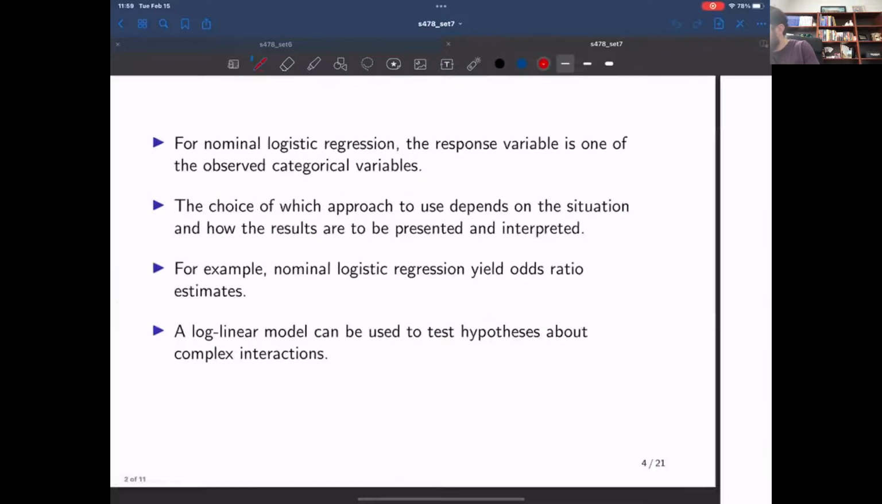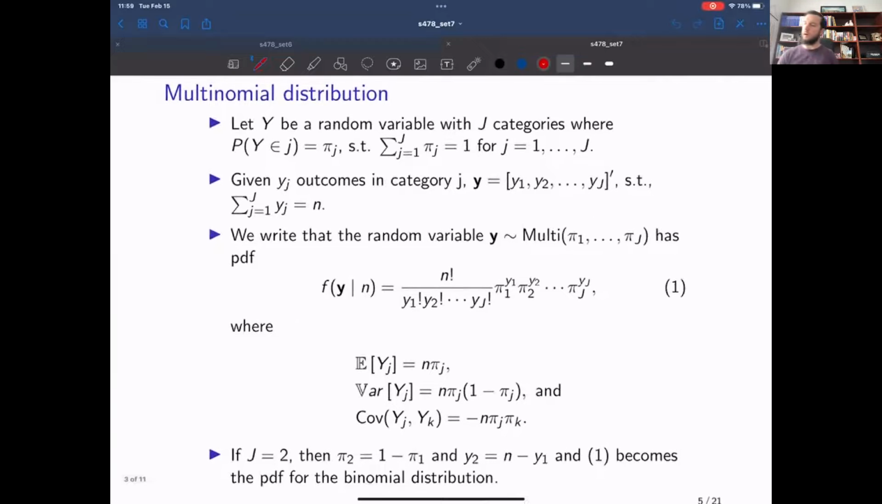When we are using a nominal logistic regression model, essentially the assumption is that the response variable belongs to what is called the multinomial distribution. The multinomial distribution has density given in equation 1. So the idea is, say that y is a random variable with j different outcomes, or j different categories, such that the probability that the variable belongs to the category j is equal to pi j, such that all the pi j's have to sum to 1.